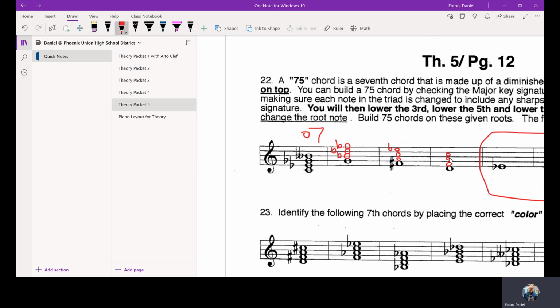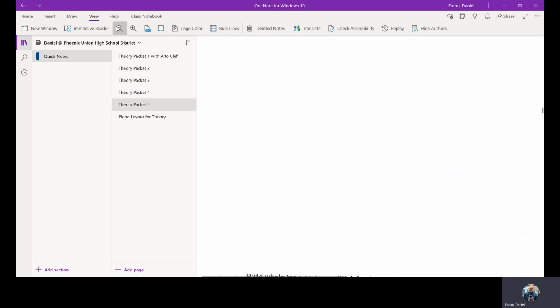D, F, A, C. To make this a fully diminished 7th chord, I need to flat my A and I need to flat my C. Okay, once you get pretty good at this, you can look at it and just start doing this stuff in your head. But again, D to F, that's a minor third. D to A is normally a perfect 5th. I'm going to make it flat to make it diminished. D to C is a minor 7th. I have to flat it again to make it twice flatted for C flat. Okay, there I go.